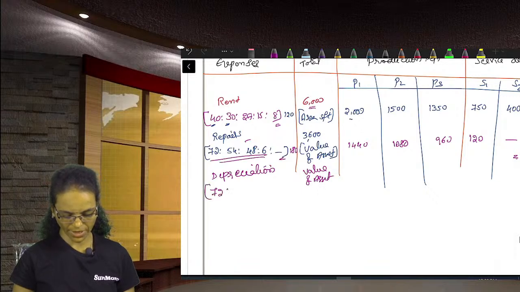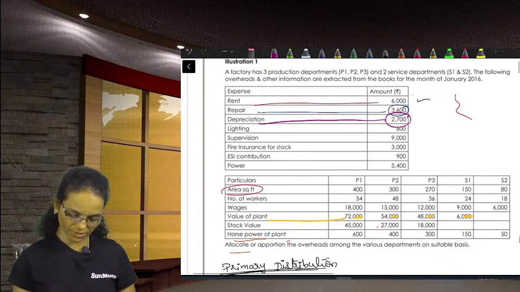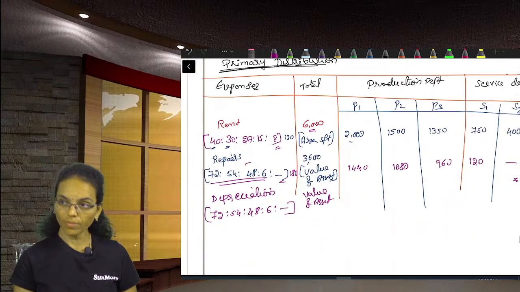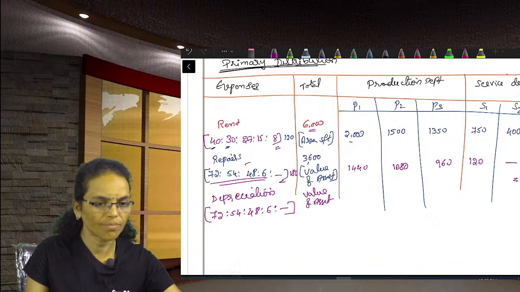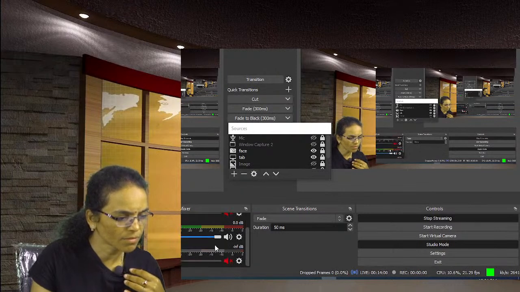Right, next one. Depreciation is 2,700 rupees. This is again on the value of the asset. So depreciation is on the value of asset. The ratio we have already taken. You put it again here.